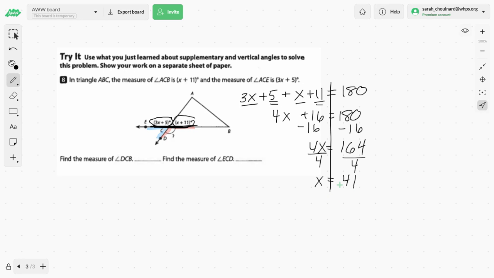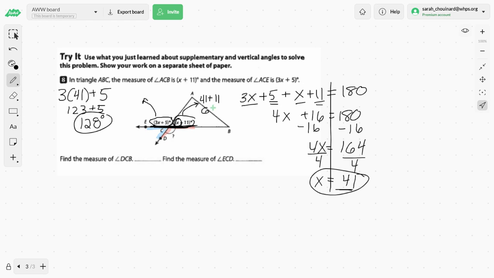So now we need to find both angles. So let's find this angle by plugging in 41 for x. So 3 times 41 plus 5. 3 times 41 is 123, plus 5 is 128 degrees. And if we find this angle, we do 41 plus 11. So I'm just replacing x with 41. 41 plus 11 is 52 degrees. So that's this angle. And are those supplementary? Do they add up to 180? They do. That makes me happy.